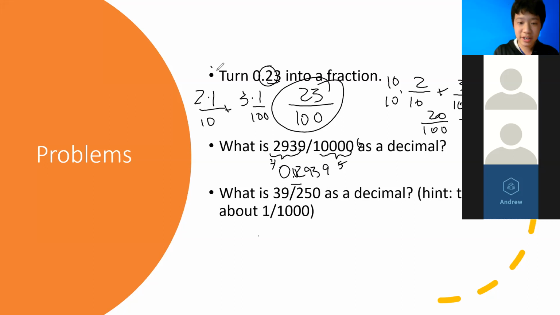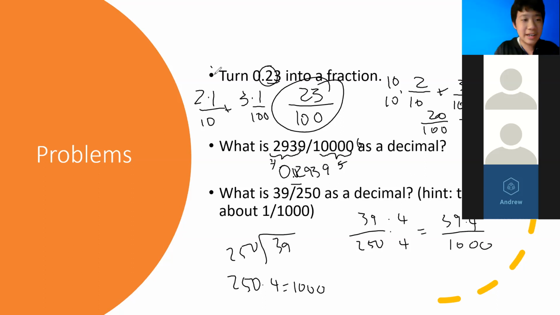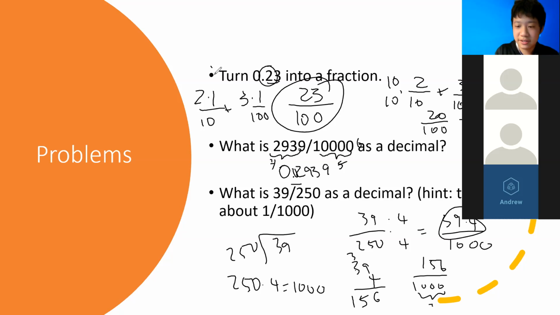Okay, and for the last one, I could divide it out. I could, but I really don't want to do this, right? It seems like it will take a million years. So what I can do is I can see how 250 times 4 will get me to 1,000, right? So if I multiply 4 on both sides of this fraction, I'll get 39 times 4 over 1,000. And then when I get 39 times 4, I'll just put this in as a decimal, straight ahead. So this multiplication is not that hard. 39 times 4, 156. So this is just 156 over 1,000. And just to make sure, I have 3 zeros on the bottom, 3 digits on the top. I don't need to add any extra zeros.